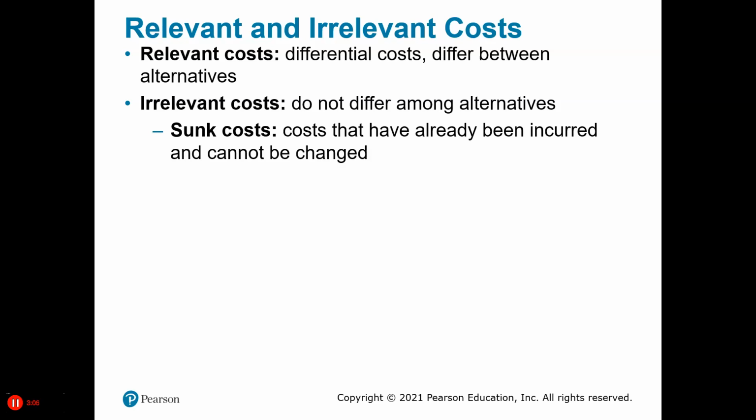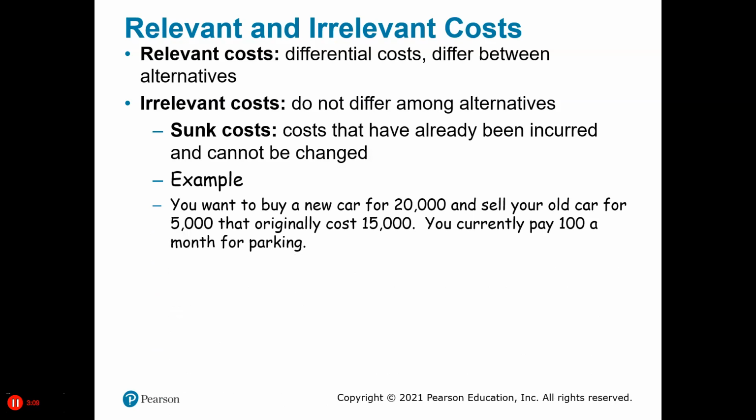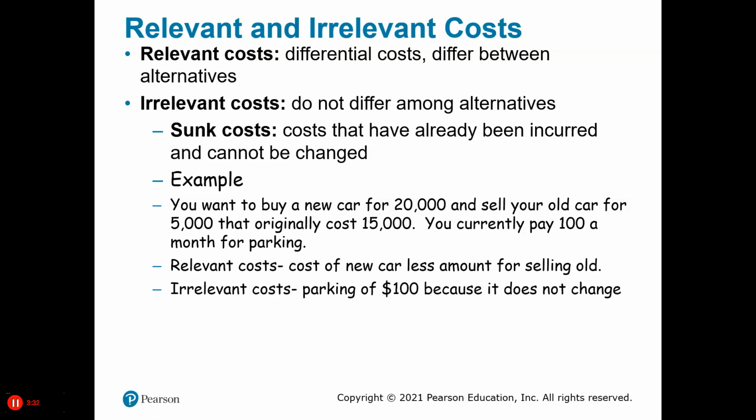You can't change them. So, for example, you want to buy a new car for $20,000 and you can sell your car for $5,000, but it originally cost you $15,000. You currently pay $100 a month for parking. The relevant cost is the cost of the new car less the amount for selling the old. The irrelevant cost is the parking because that goes on no matter what. And the sunk cost is the $15,000 because you can't change that. You've already spent the money, so it's irrelevant to the decision.